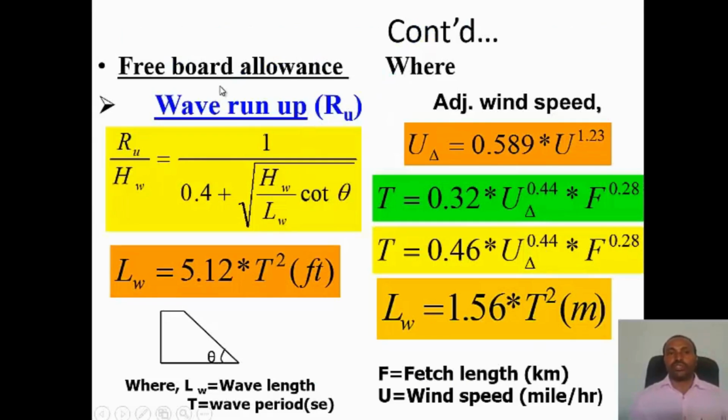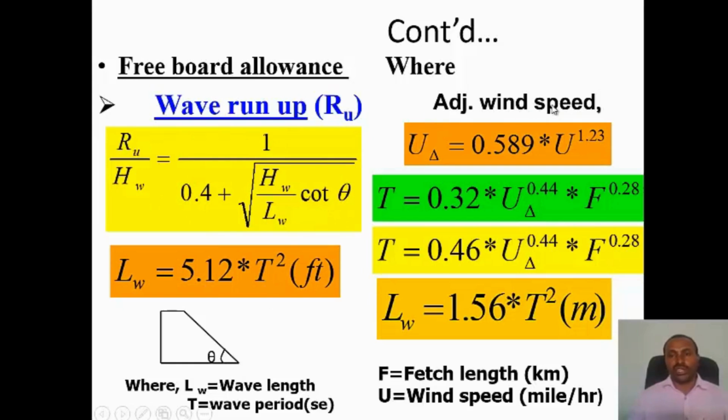Okay, the next one is freeboard allowance. How do you calculate freeboard, or how do you take the height of freeboard? You have two combinations, wave run-up and wave setup. Wave run-up is RU, which is this formula. You can use this expression once you get the wave height, where theta is the downstream inclination angle.